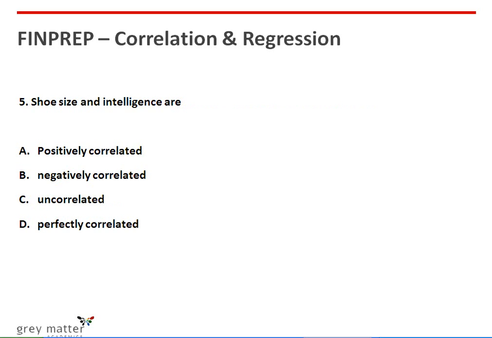Fifth question, which says shoe size and intelligence. We would like to know the correlation. So shoe size of an individual and the intelligence, we need to know the correlation. It is totally not correlated, or uncorrelated, because the size of an individual's shoe has no bearing on his intelligence. So going by the PowerPoint presentation option, it is C, which is uncorrelated.